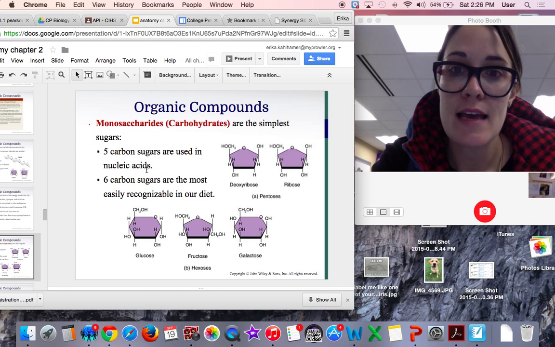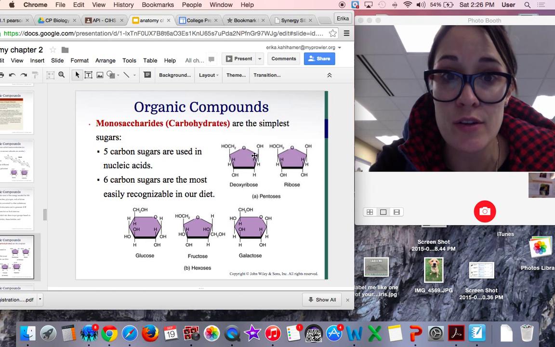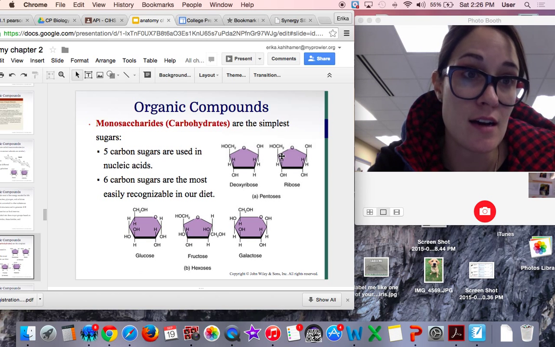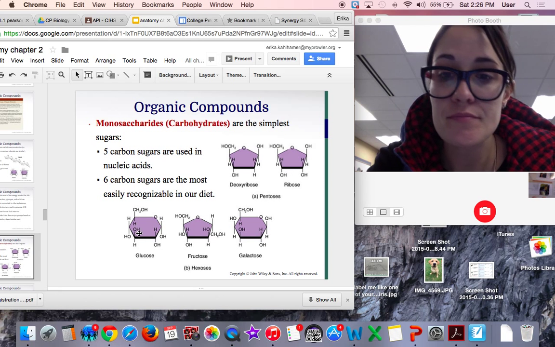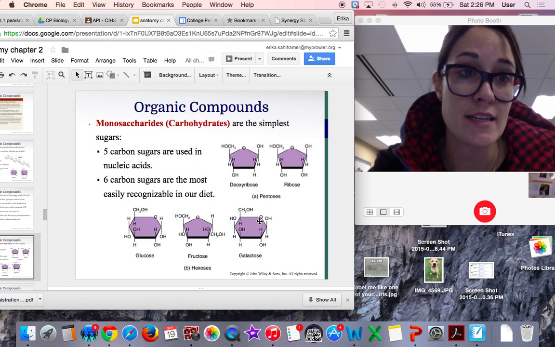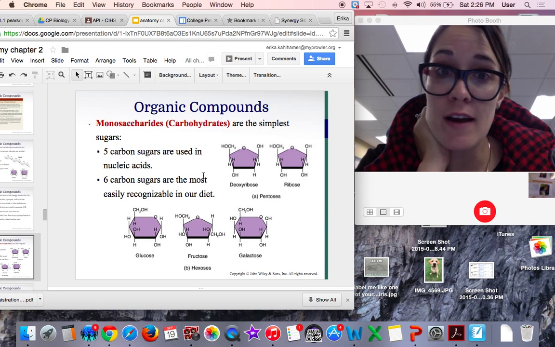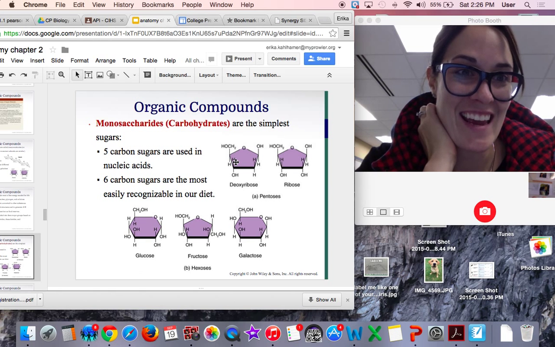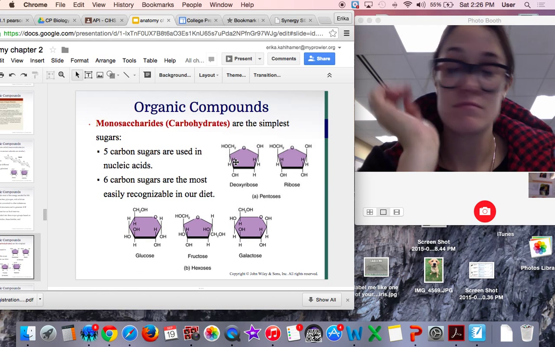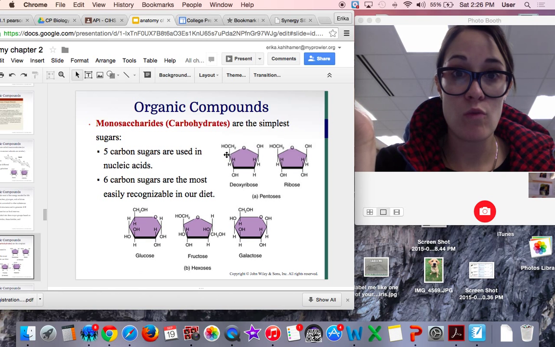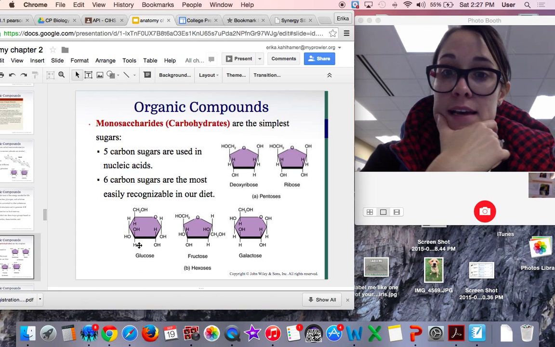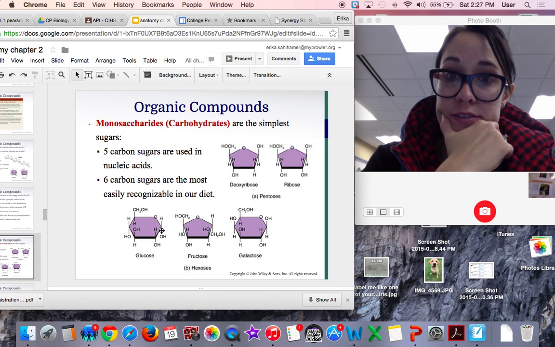They're the simplest, and they're either a 5-carbon sugar, as you can see here, deoxyribose and ribose, or a 6-carbon sugar: glucose, fructose, and galactose. These are in DNA or RNA, and these are just different dietary sugars. It's called 5-carbon because there are 5 carbons in its ring. 1 at the corner here, 2, 3, 4, and the other one's right there. A 6-carbon ring has 6 carbons, 1 at the corner.